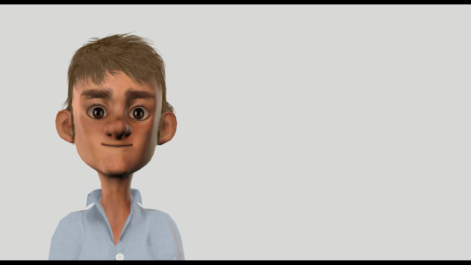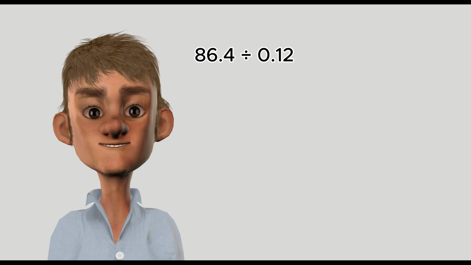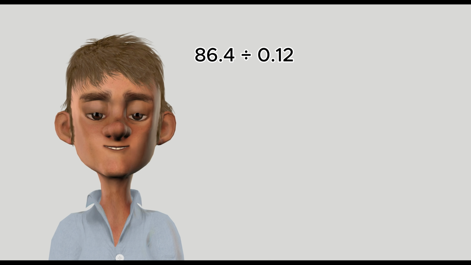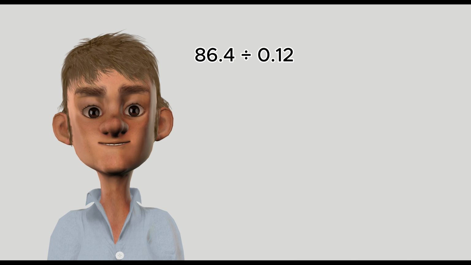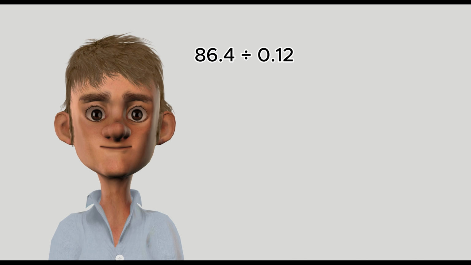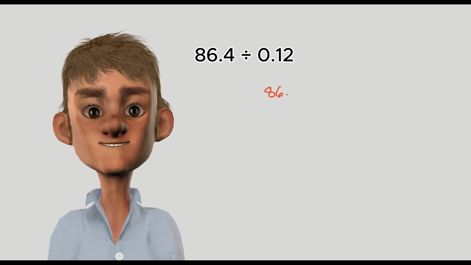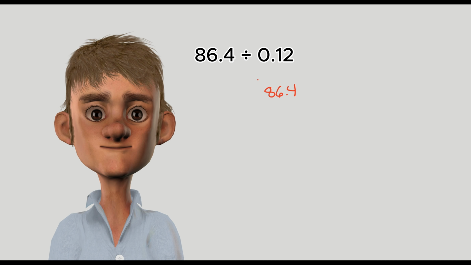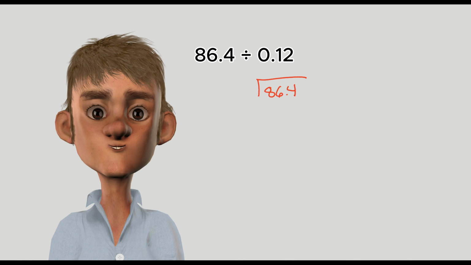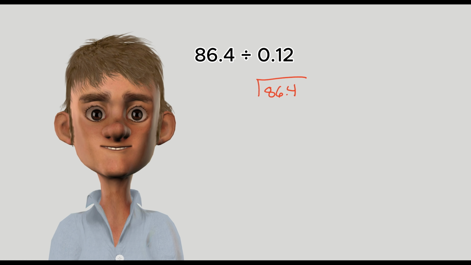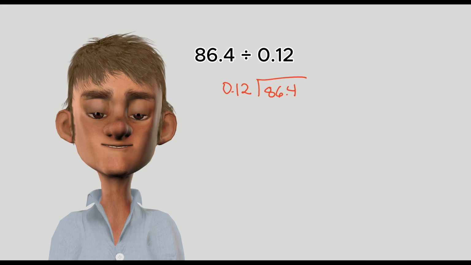Let's do another example. 86.4 divided by 0.12. It is going to be a little different, and you'll see why. Our dividend is 86.4. The number being divided or split up. And that goes underneath the division bar. 86.4 divided by 0.12. 0.12 is our divisor. It goes on the outside.